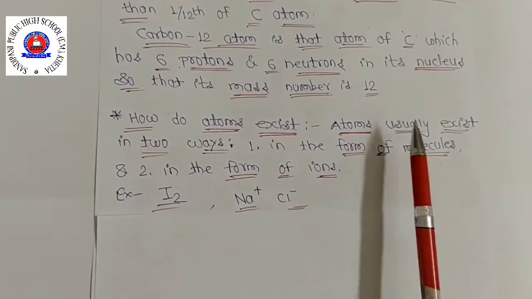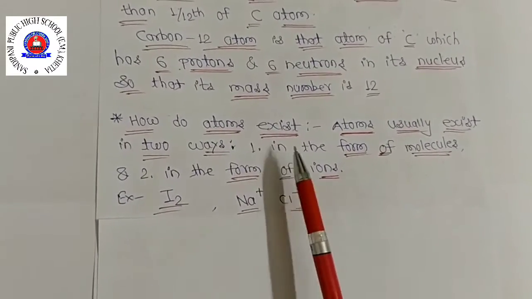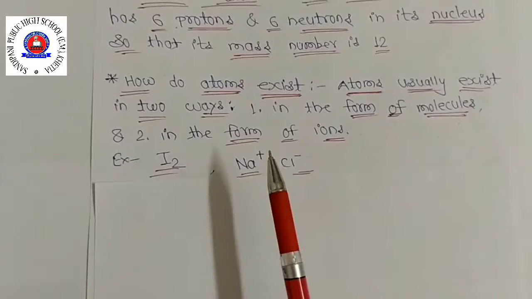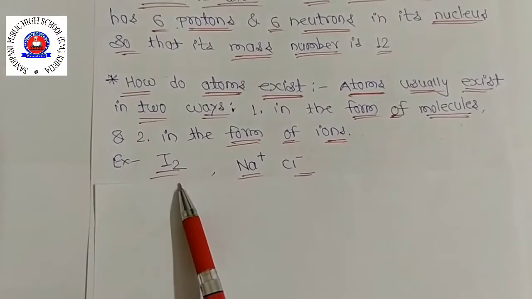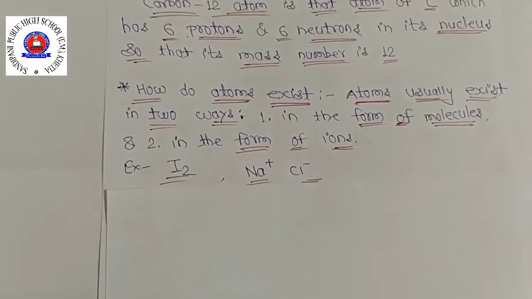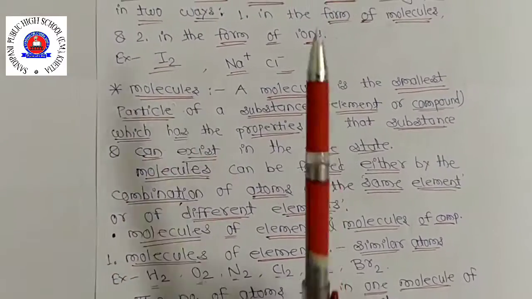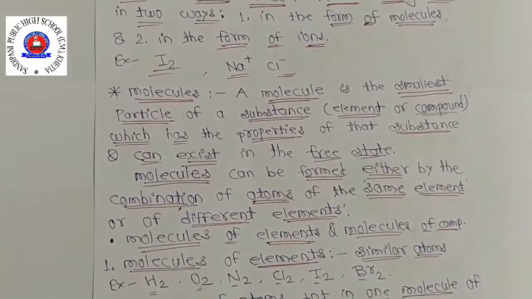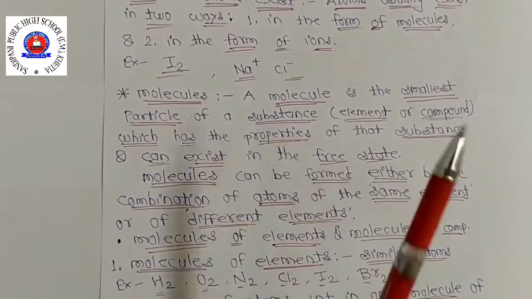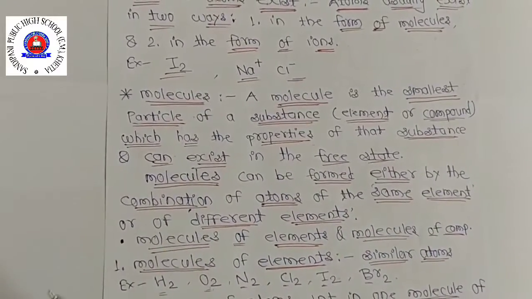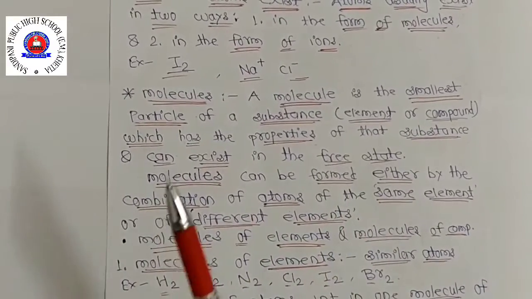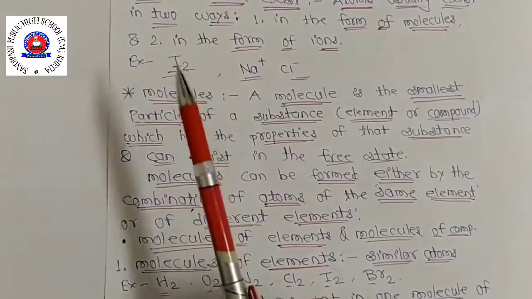Okay, atoms usually exist in two ways, okay, first in the form of molecules and second in the form of ions. Okay, atoms exist in two ways, in the form of molecules and in the form of ions. So these are the example of in the form of ions. Clear this one? Now about the molecules. A molecule is an electrically neutral group of two atoms chemically bonded together. Clear? So the forces which hold the atoms together in a molecule are called the covalent bond. So thus a combination of atoms is called molecule.